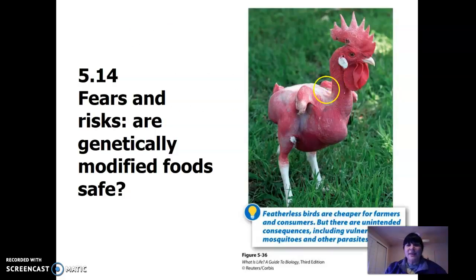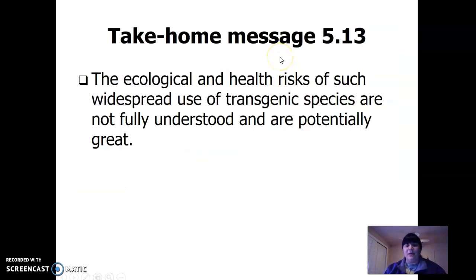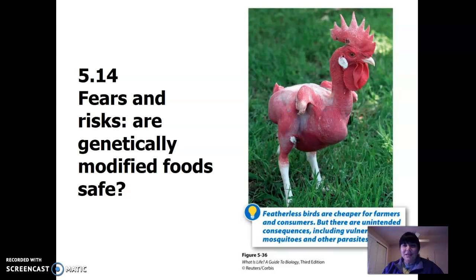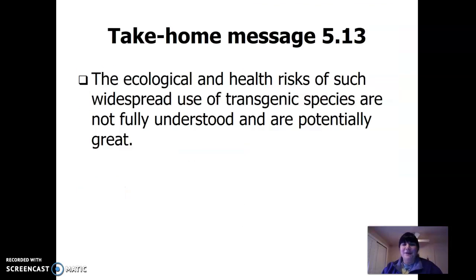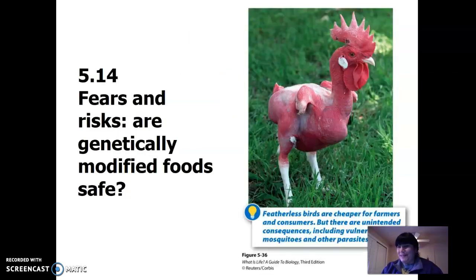Fears. Oh my gosh, what the heck is this? Okay, I'm going to put it back. Okay, what was that? A chicken with no feathers, okay? So why would they do such a thing? Well, they did it because they don't have to pluck the feathers. But when you look at it, obviously, there are issues. Can you think of the issues? Sunburn, insects, poor chicken, right?